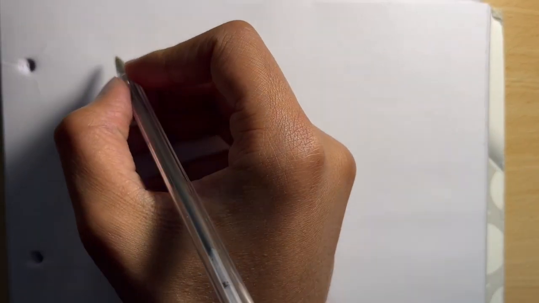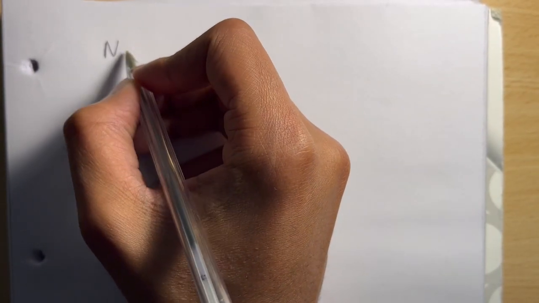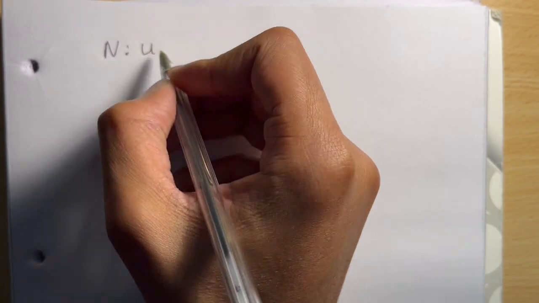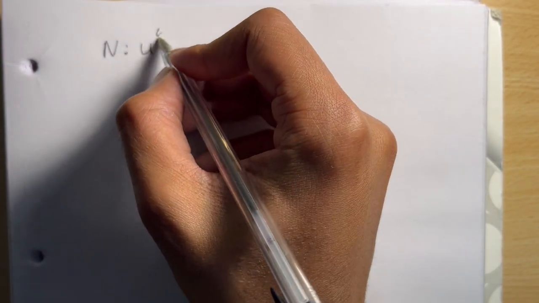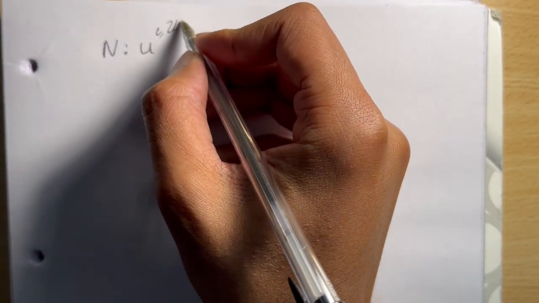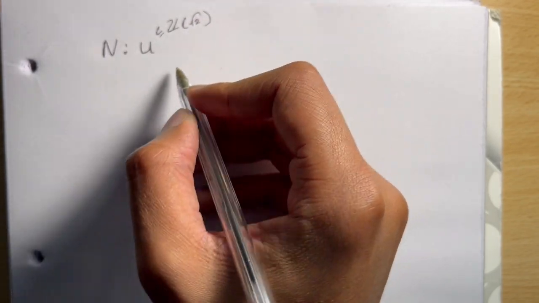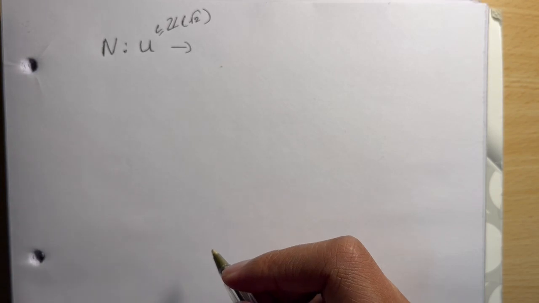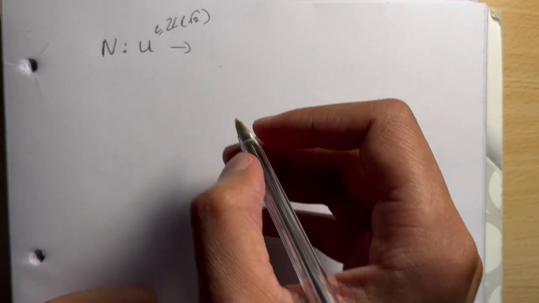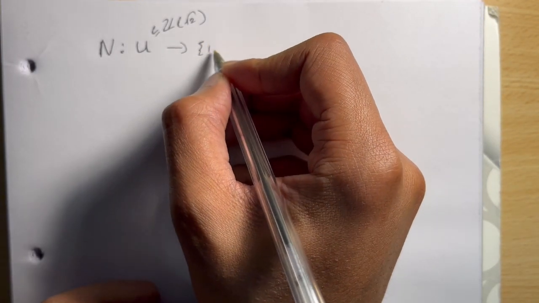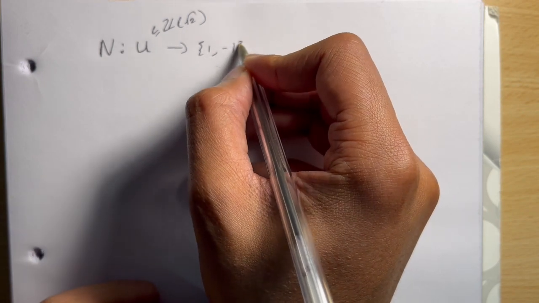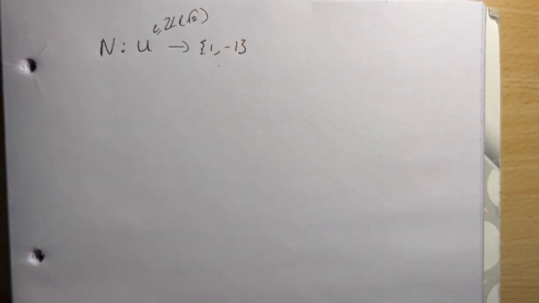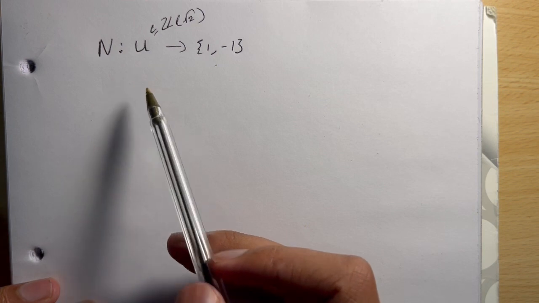So in the previous video, we saw that the norm, the restriction of the norm to the units of Z adjoin root 2 to the {1, -1}, is a group homomorphism, right?